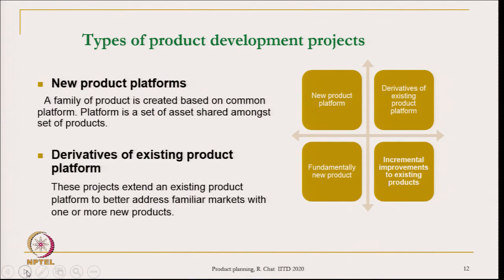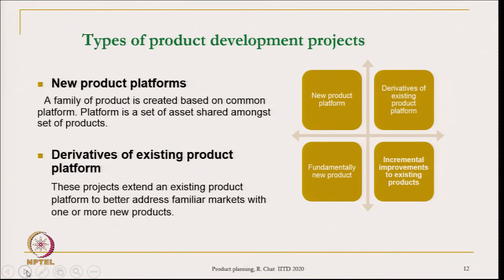It means a family of products is created based on a common platform. Platform is basically a set of assets shared amongst a set of products. That means, here you choose a platform where multiple products can be made. That is what is called a completely new product platform, where using the same platform I can make many products.